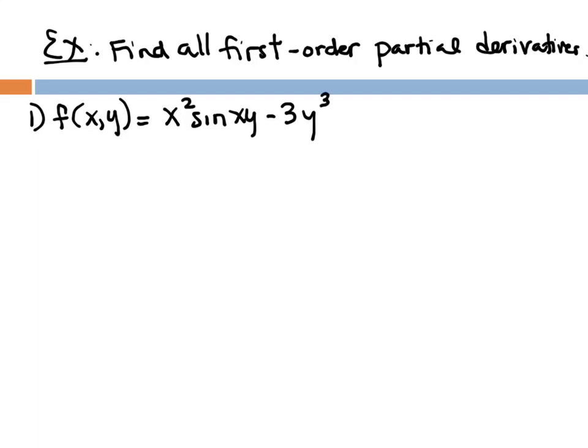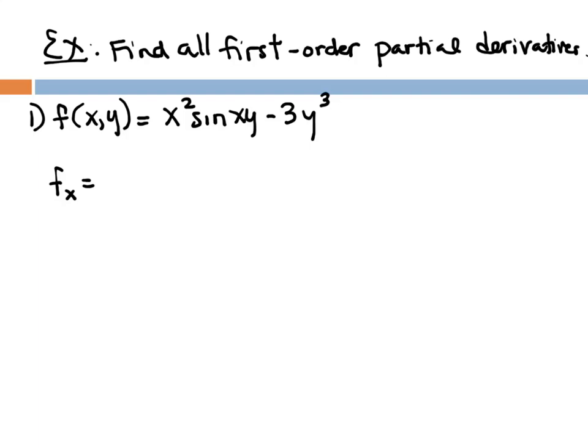It says find all first orders, which means I'm going to have to find how many? Just two, because I only have two input variables, x and y. So I'm going to find f sub x, or delta f delta x, and f sub y, or delta f delta y. I'll go with this notation on this one. We'll do f sub x. So x is my variable, which means I'm treating y like it's a number. It is not a variable as I'm working through this particular problem.